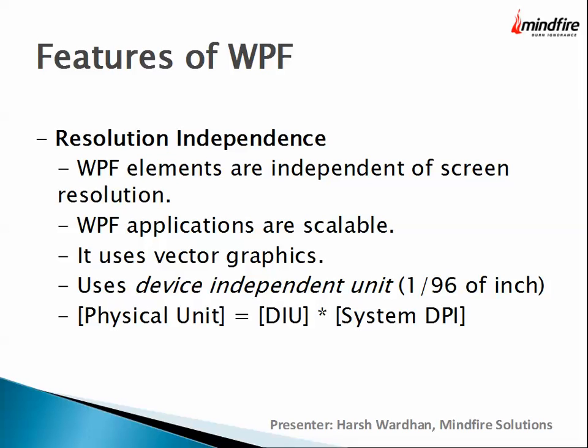So what does this mean? This means that to represent 1 inch, it would take 96 pixels. So how does this make it resolution independent? Let's take a physical unit: it would be equal to the device independent unit times the system DPI, dots per inch. In a system which has 96 DPI, which is standard, and we have the device independent unit as 1/96, the physical unit would be 1. So that means 96 times 1: 96 pixels would be used to create 1 inch of anything.